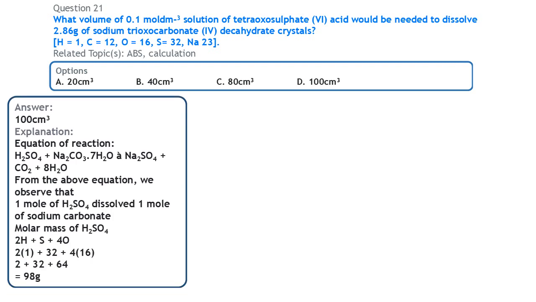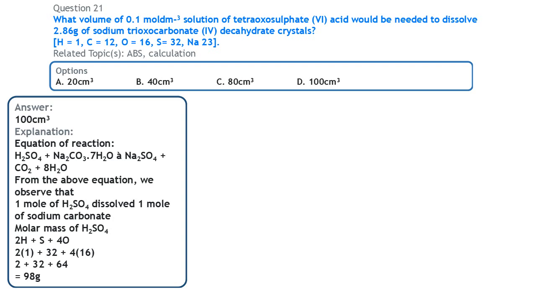First, we start by writing the equation of reaction between the sulfuric acid and the sodium trioxocarbonate. Now, generally, when an acid reacts with a trioxocarbonate, a salt, carbon dioxide, and water are produced, and that's what we have here. Now, we notice from this reaction that 1 mole of this sulfuric acid reacted with 1 mole of the sodium carbonate.